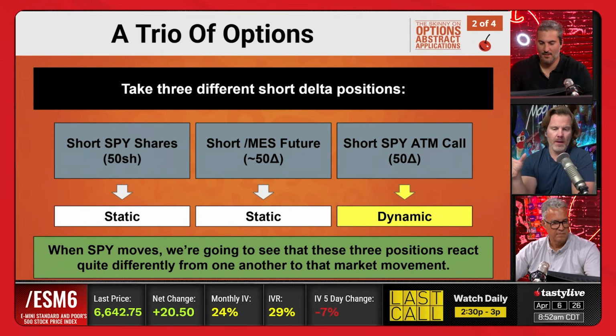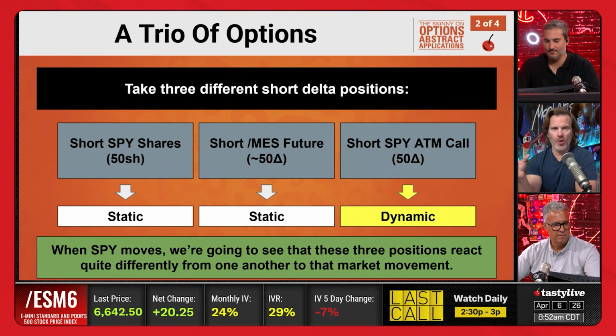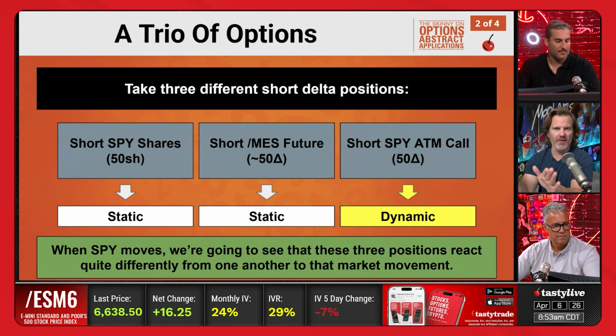So let's say that I wanted to build up short delta. Well, there's a number of ways you could do this, but I'm just going to explore 3 different ways, 2 static ways and 1 dynamic way to build up short delta. So number 1, let's just focus on S&P 500. I want a short position in the S&P 500. There's 3 different ways I could do that according to the context we're going to talk about this morning.